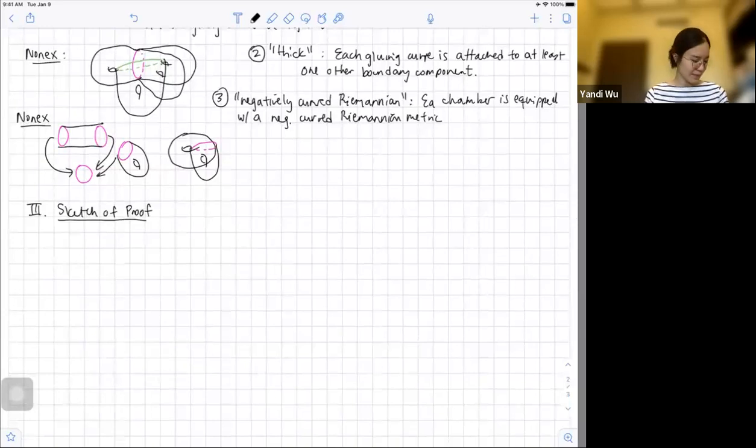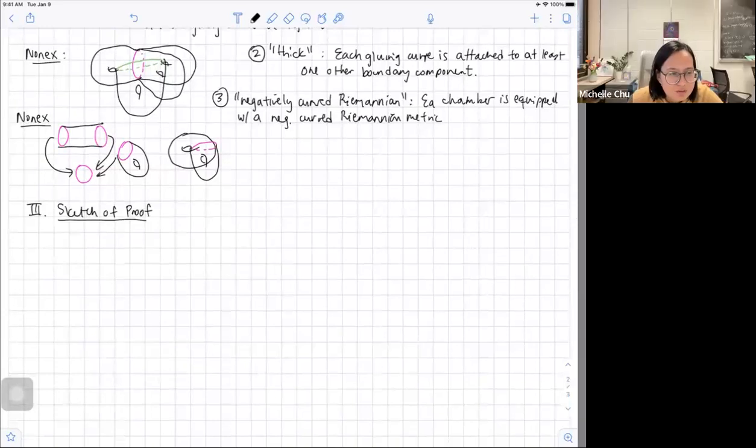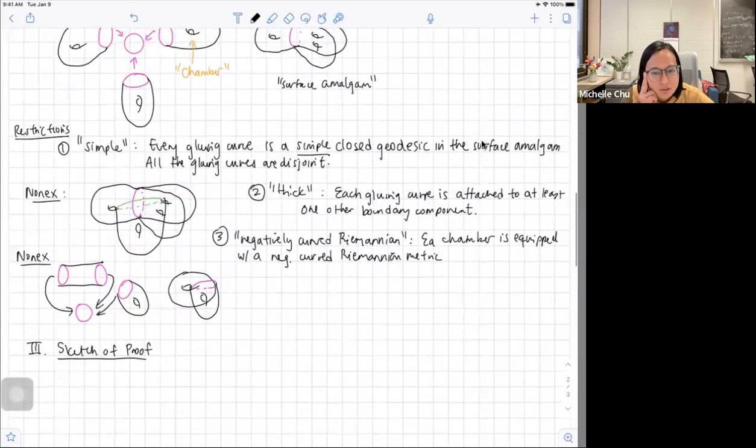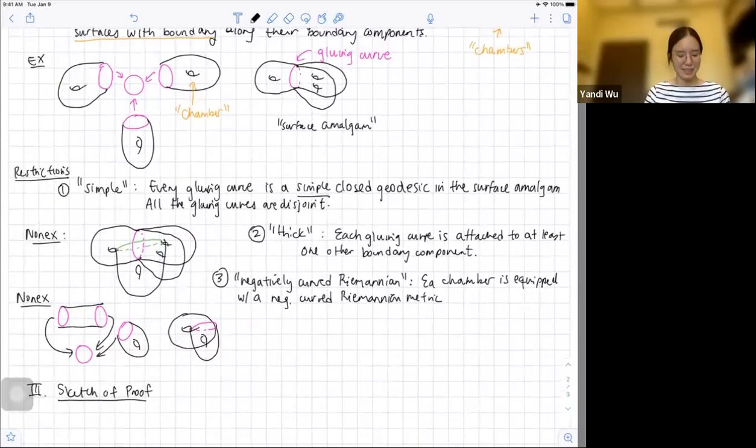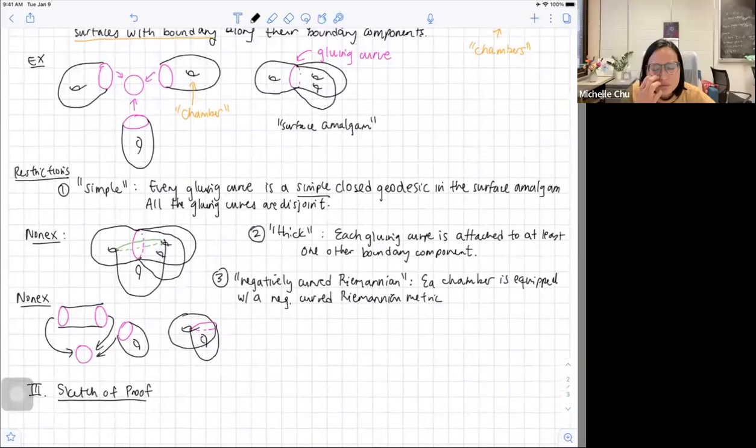Wait, sorry, I'm a little confused. Why can't you put a negatively curved metric on the cylinder? Can you put a negatively curved metric on a cylinder? Because I thought that you can only admit a flat metric. Well, if you take some hyperbolic surface and you look at a simple closed curve in there, its collar is going to be a cylinder.